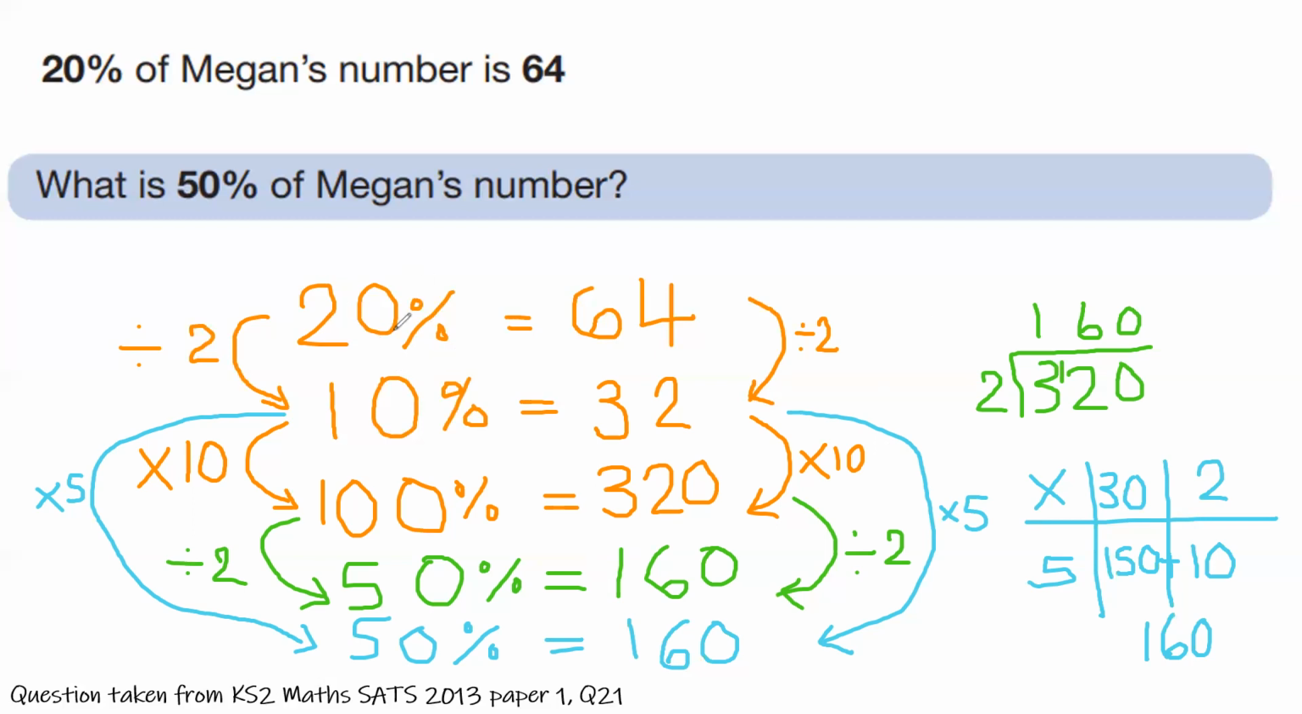Just because we might not know 20%, we can use that to very quickly and easily work out what 10%, what 100% and what 50% are. So hopefully this has shown you a different way of using percentages and working things out. Remember, we can always do this thing where we have a set of scales in the middle. We can times and divide as much as we like on one side, as long as we do exactly the same to the other side. So just remember that.